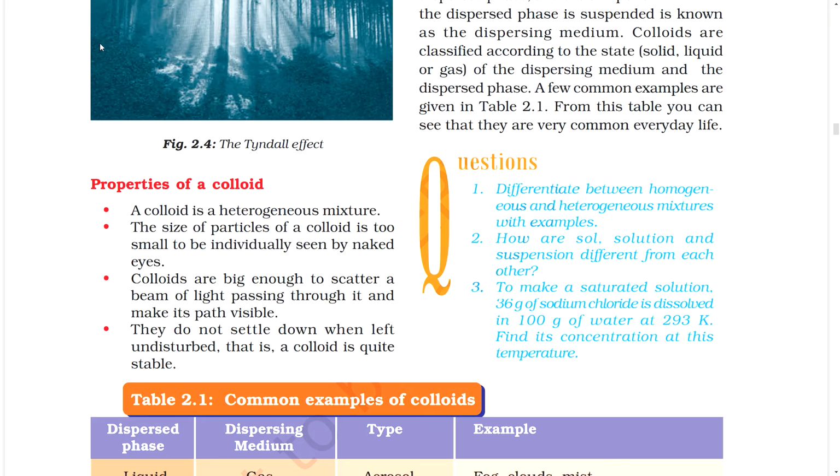Properties of a colloid. A colloid is a heterogeneous mixture. The size of particles of a colloid is too small to be individually seen by naked eyes. Colloids are big enough to scatter a beam of light passing through it and make its path visible. They do not settle down when left undisturbed. That is, a colloid is quite stable.